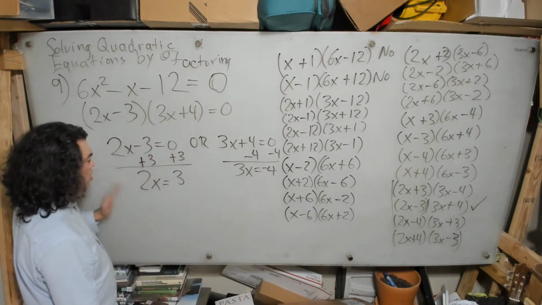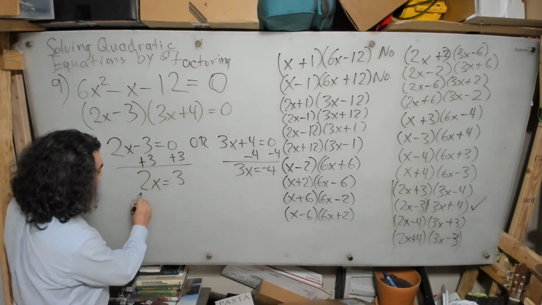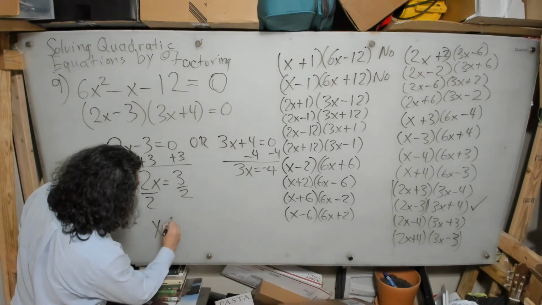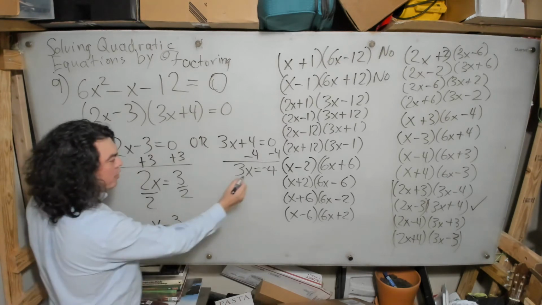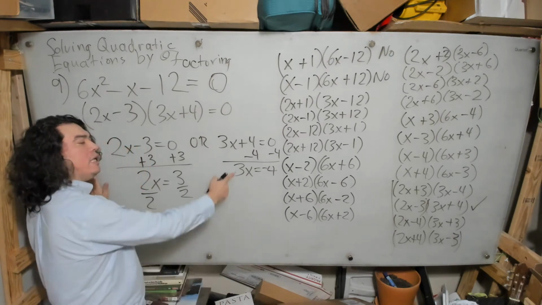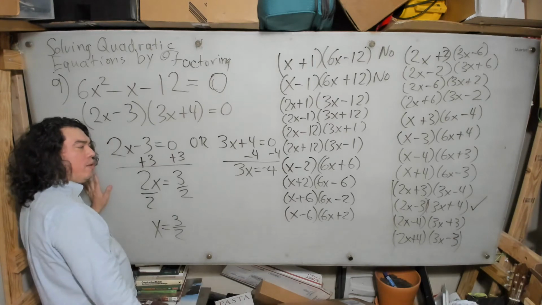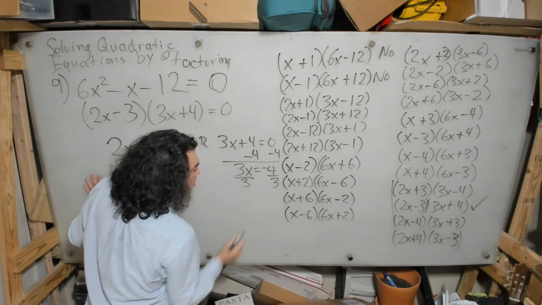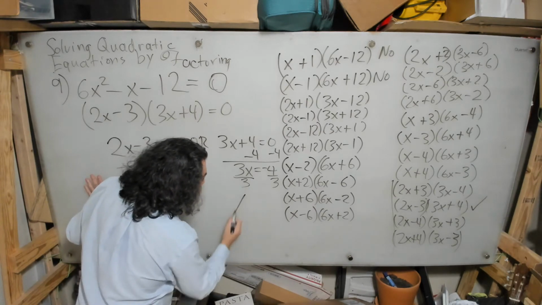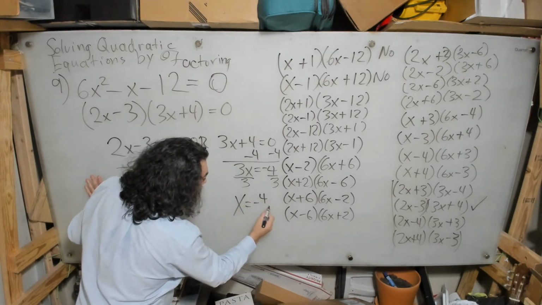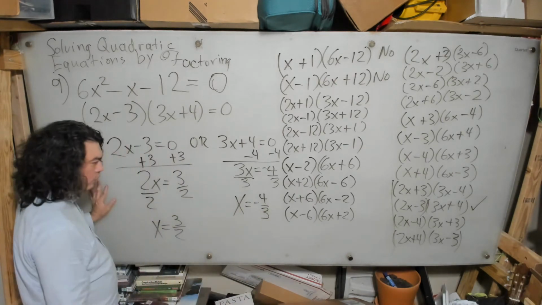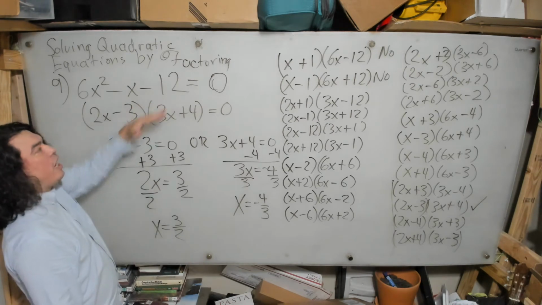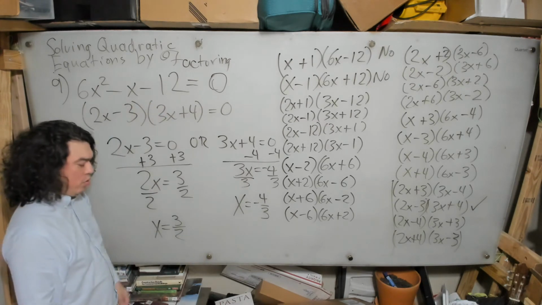What about this one? Is the x by itself yet? No. So I'm going to divide by 2, and I get x is equal to 3/2. Now what about this one? Is the x by itself? No, it's being multiplied by 3. What's the opposite of multiplying by 3? Dividing by 3. So I divide by 3 on the left, and consequently I divide by 3 on the right. I'm left with x equals negative 4/3. So these are the solutions of this equation, and this is how we got them by factoring.